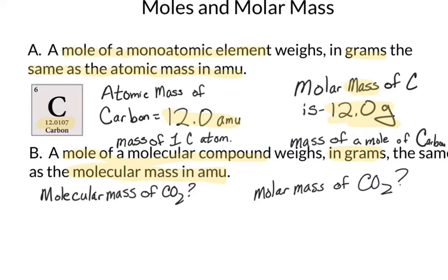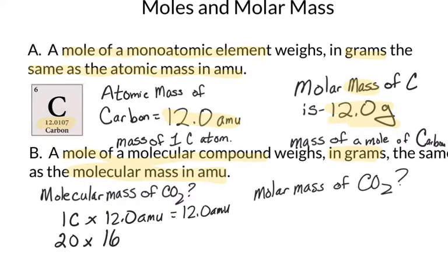To find the molecular mass of carbon dioxide, we had 1 carbon, and we multiply that by the atomic mass, which is 12.0 AMU. And then underneath that, we're going to add the 2 oxygen atoms that are present in the formula, carbon dioxide. We had those 2 oxygen atoms. Each of those weighs 16 AMU for a total of 32 AMU of oxygen. We want to know the mass of this whole molecule, carbon dioxide, and that's going to be 12 plus 32, which is 44 AMU.